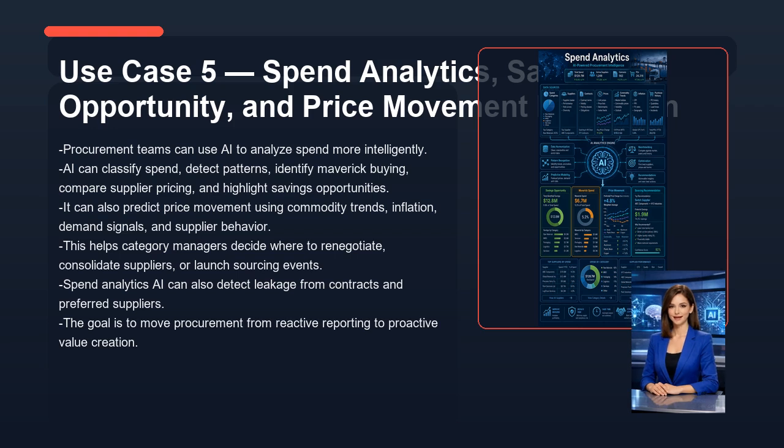This helps category managers decide where to renegotiate, consolidate suppliers, or launch sourcing events. Spend analytics AI can also detect leakage from contracts and preferred suppliers. The goal is to move procurement from reactive reporting to proactive value creation.